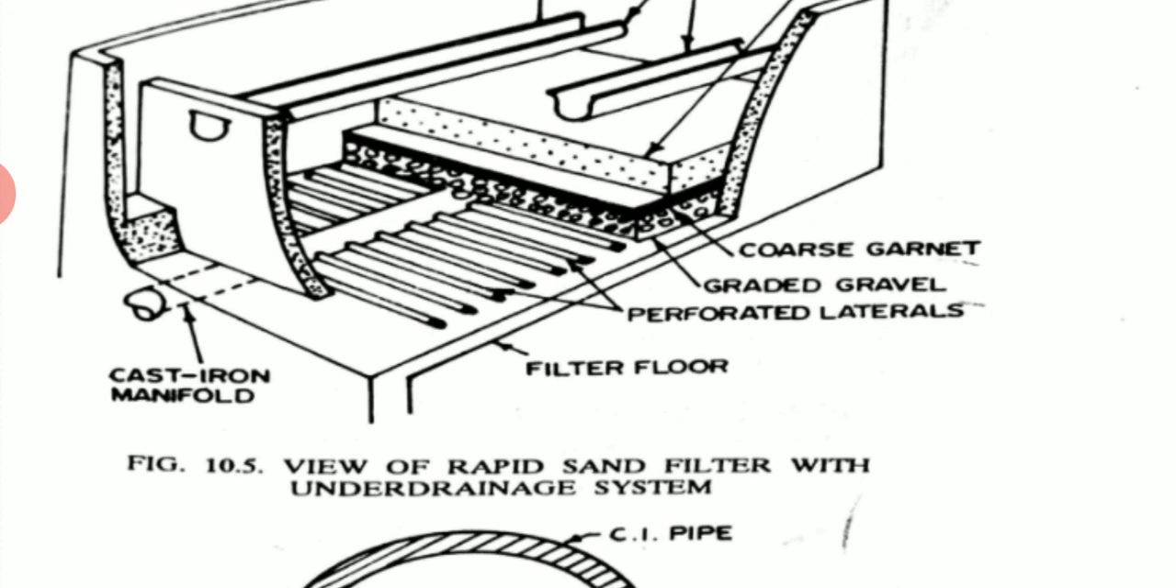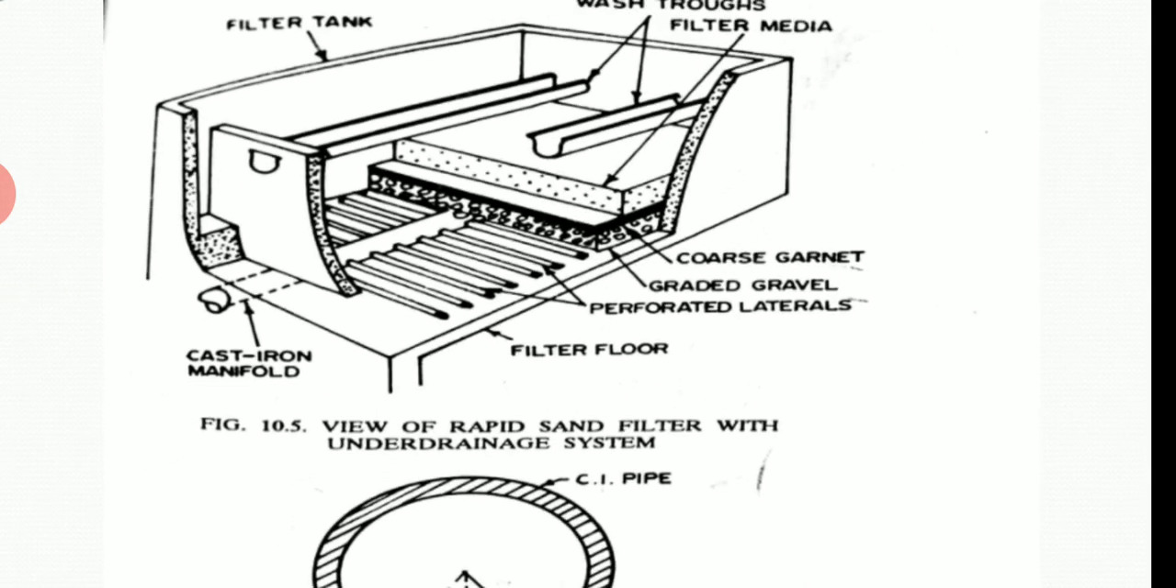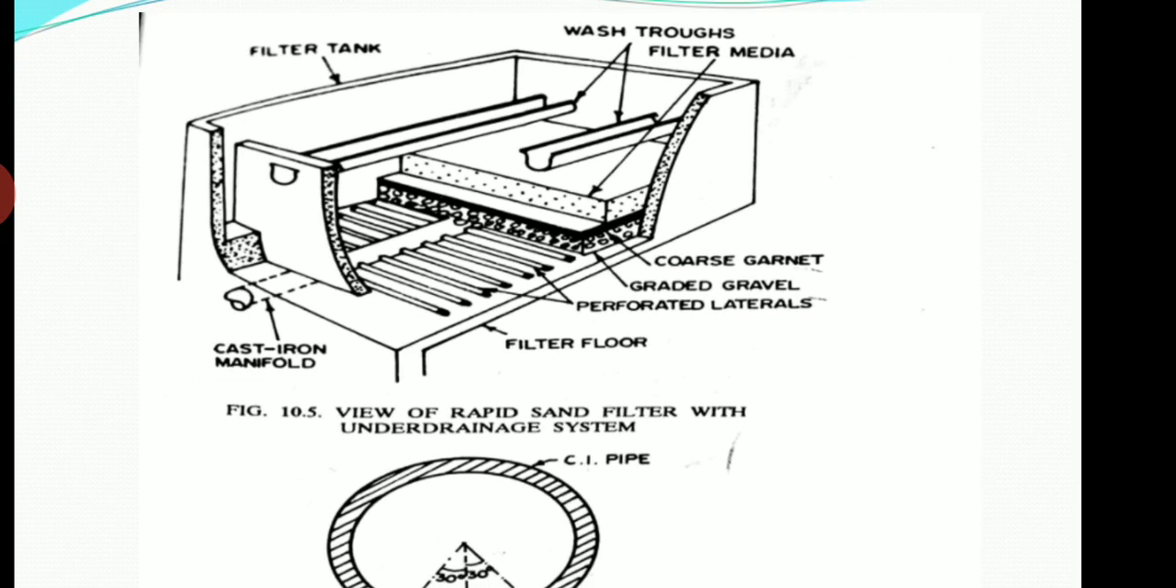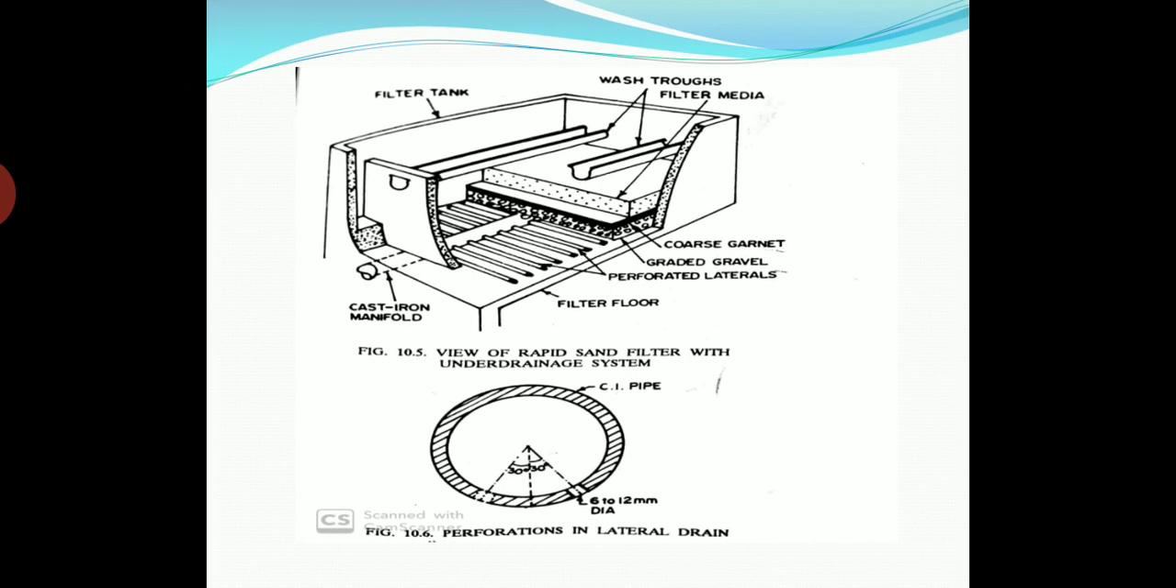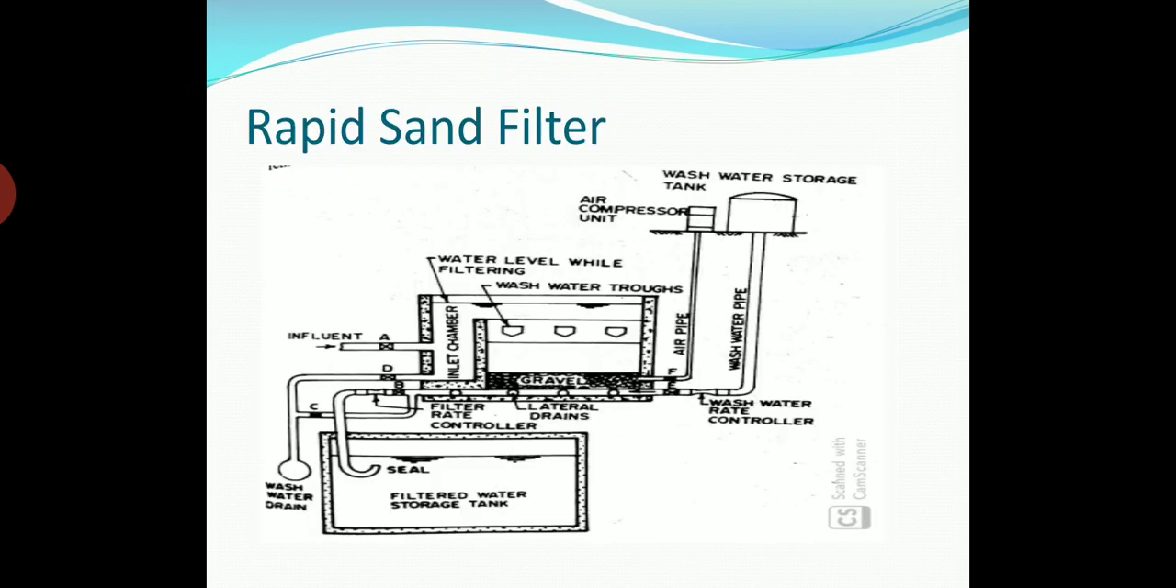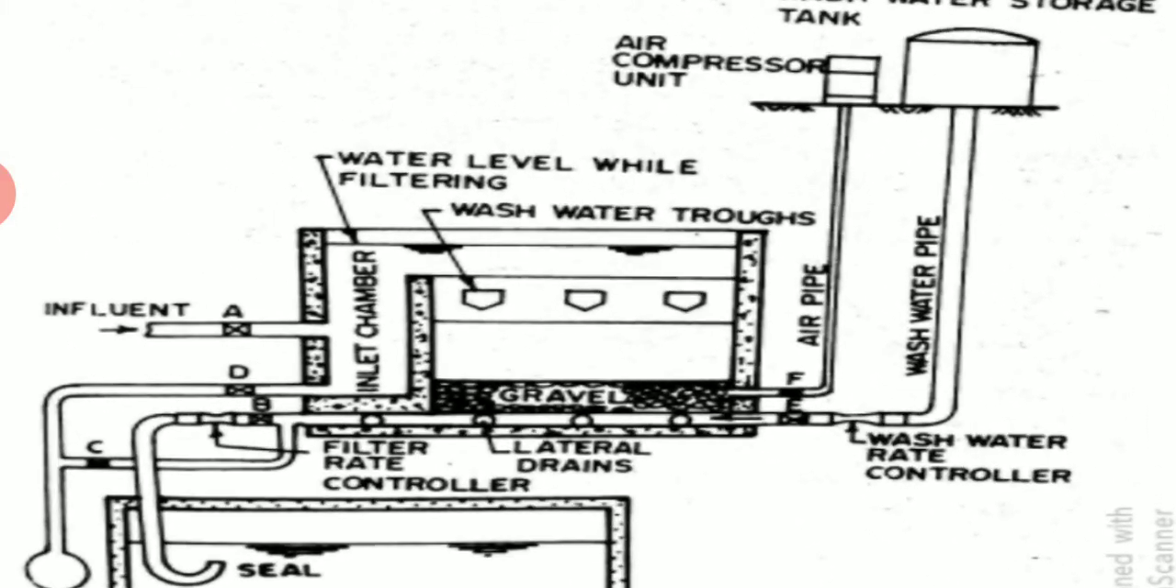So the lateral drains, how they are attached, this is the main drain. The cast iron manifold is nothing but the main drain. Above that we have the gravel bed, and above that we have the sand bed. So this is how it is provided in case of rapid sand filter. So this is the construction part of rapid sand filter. Now how it actually works.